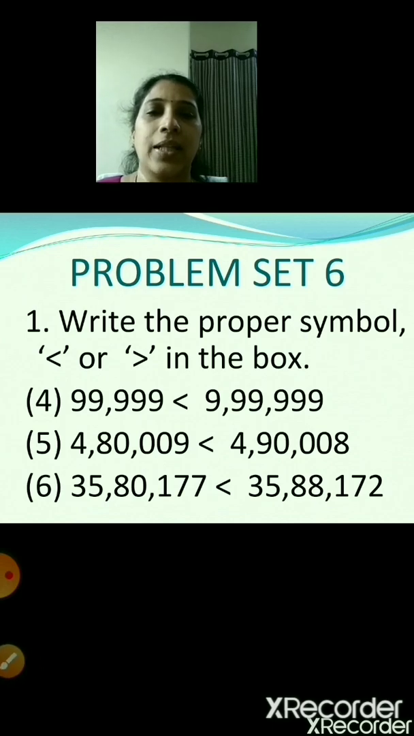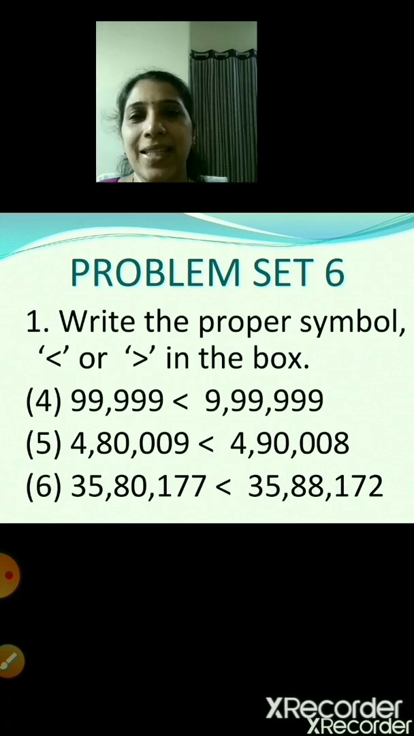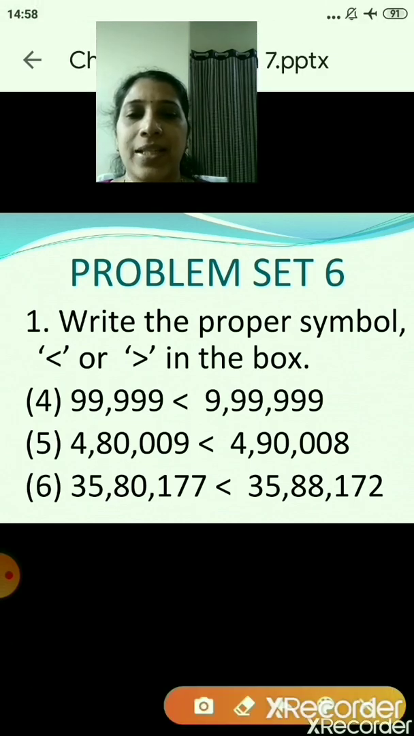35,80,177, and the right hand side number is 35,88,172. So again first we'll check both the sides, are they the same digit numbers? Yes, both the sides it is a 7-digit number. So we'll start the comparison from our left hand side.